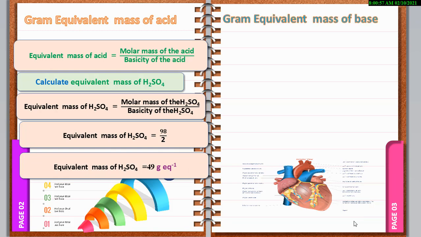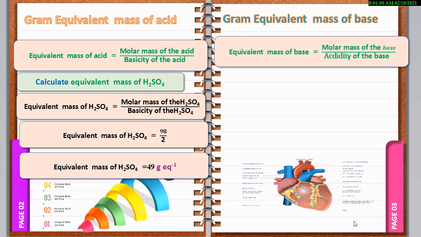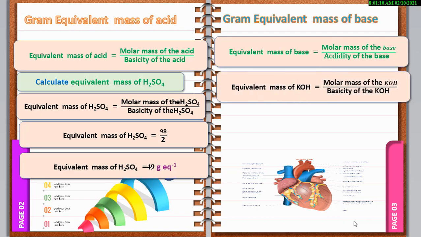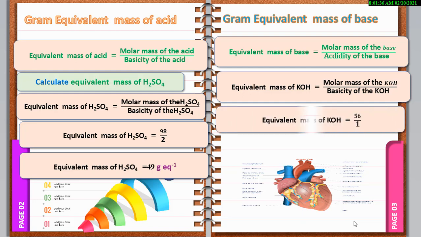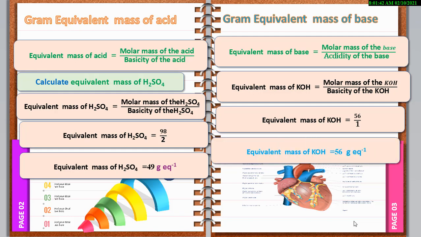Next we see equivalent mass of the base. Equivalent mass of the base is equal to molar mass of the base divided by acidity of the base. Let us consider one example. Equivalent mass of potassium hydroxide KOH is equal to molar mass of KOH divided by acidity of the OH. Acidity of potassium hydroxide is equal to 1 because replaceable hydroxyl ion is equal to 1. Substituting the values, molar mass of KOH is equal to 56. Acidity of potassium hydroxide is equal to 1. So equivalent mass of KOH is equal to 56 divided by 1. So we get equivalent mass of KOH equal to 56 gram equivalent power minus 1.